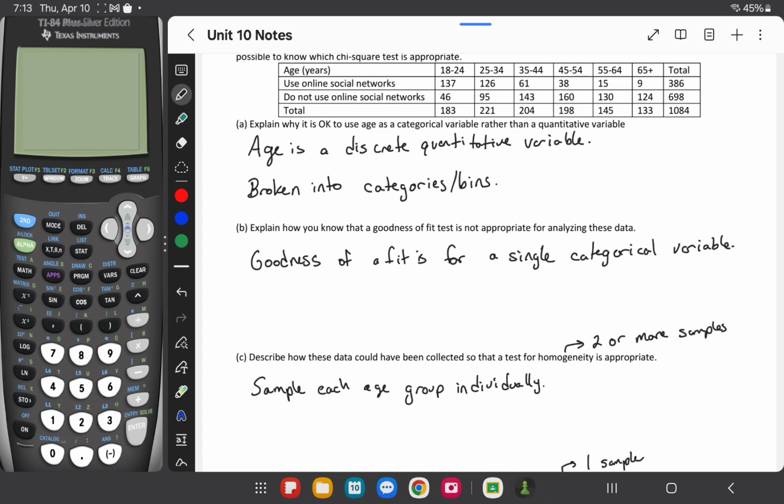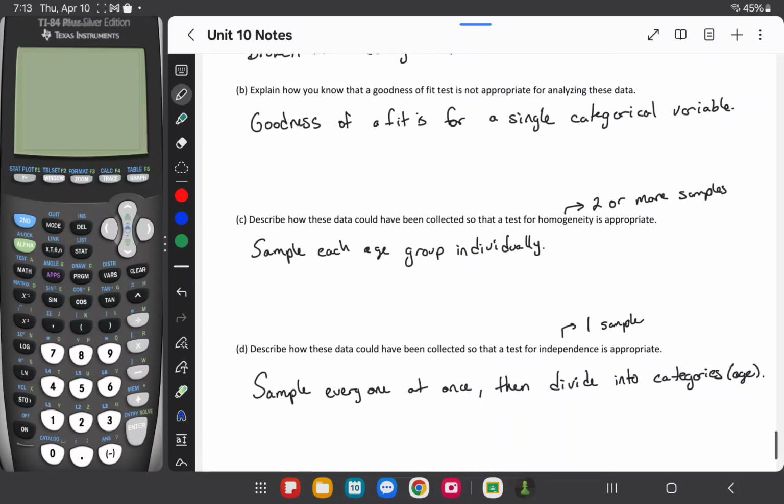And so that would be the key difference, is how they were sampled. Was it sampled everybody together at once and then divided into those categories? That's where we're going to do a chi-square test for independence, versus if we went out and collected some data from each of the age categories separately. That's where it's going to make sense to do a chi-square test for homogeneity.